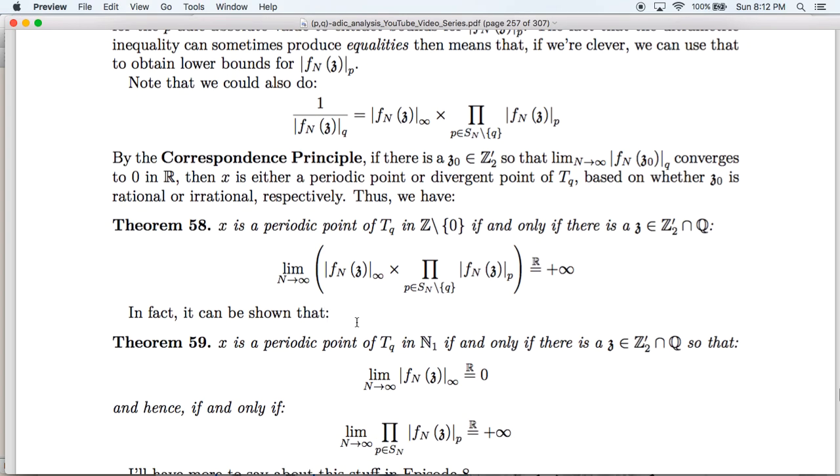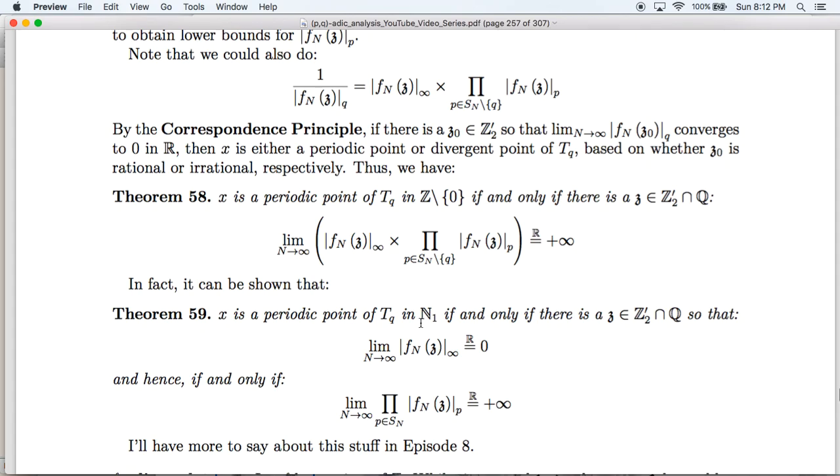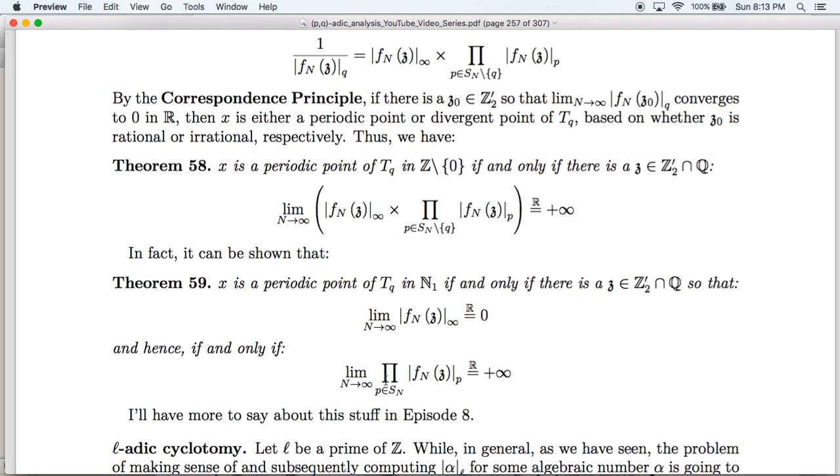And so in particular, we then have that x is a periodic point in T_q in the positive integers if and only if there's a rational 2-adic integer z with infinitely many digits so that the real absolute value of F_n of z tends to 0 as n goes to infinity, which then by the product formula occurs if and only if the product over p of the p-adic absolute value of F_n tends to infinity. So in this case, to show that x is not a periodic point, it suffices to get an upper bound on the p-adic absolute values of F_n for all p.